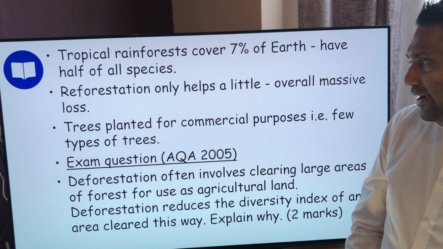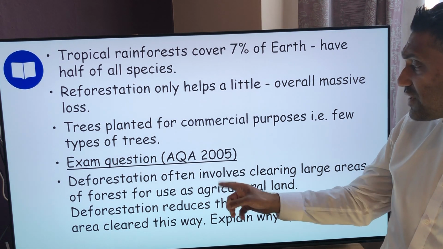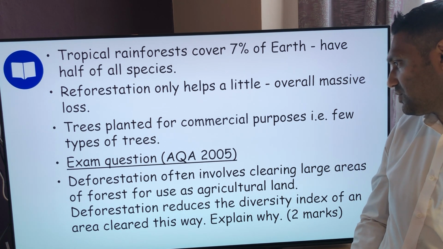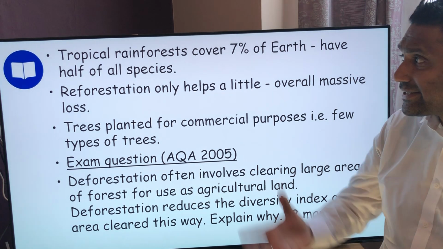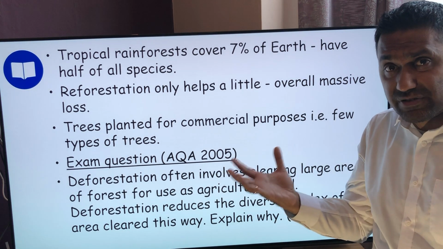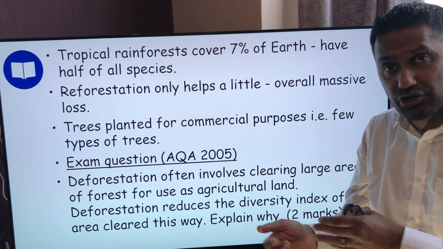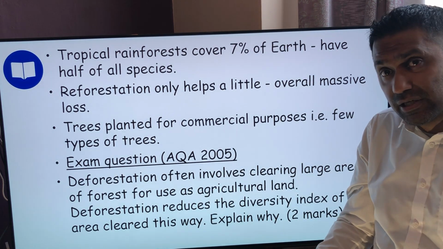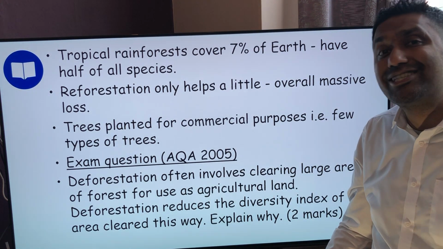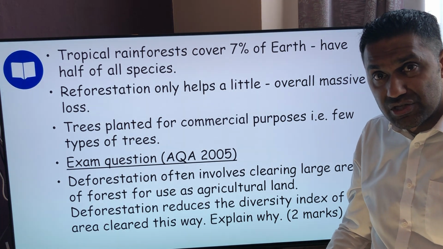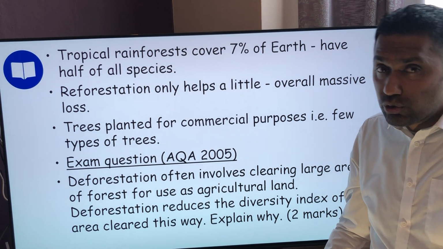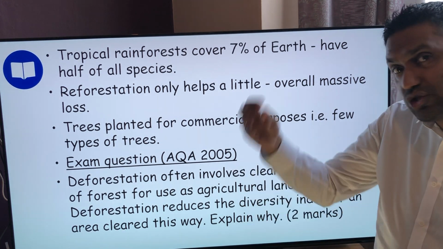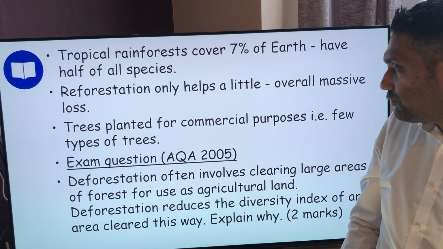Okay, so if you had a go at that question: deforestation often involves clearing large areas of land. We talked about slashing and burning. It reduces the diversity index of the area cleared. Why? Well, if you're cutting down those trees, number one, the trees themselves are different species. If you're chopping them down, you can make them extinct, because you're cutting them down for natural resources, for things like furniture, housing, and all that kind of stuff. However, those trees are also habitats for other organisms. If their habitats are destroyed, the species will have nowhere to live. They will eventually become extinct as well. So therefore your species diversity is massively reduced.